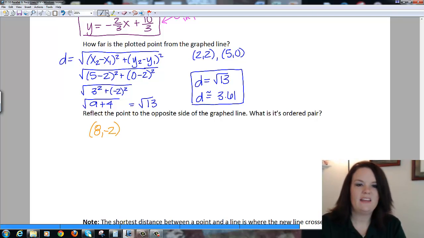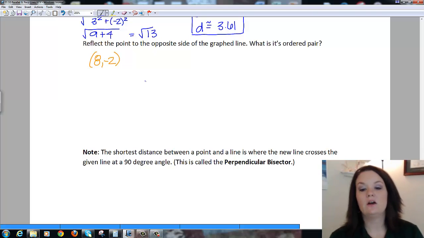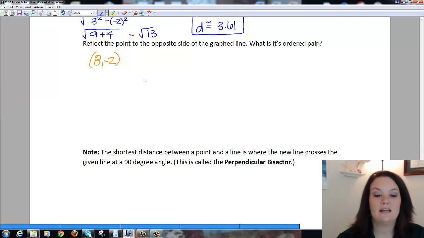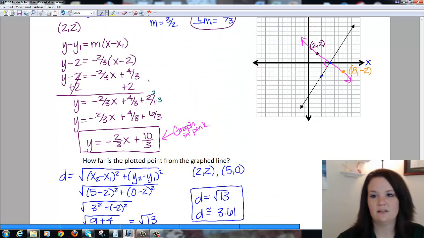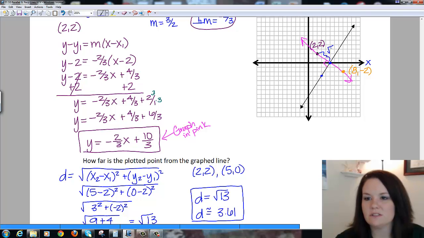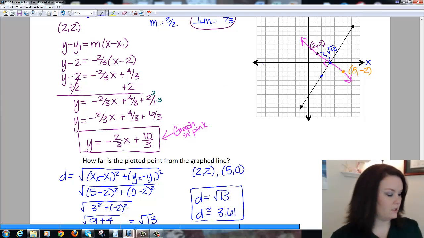Okay. And then I'm just going to put a note, or I think I already put the note down here. The shortest distance between a point and a line is where the new line crosses the given line at a 90-degree angle. This is called the perpendicular bisector. So sometimes I'll ask for the perpendicular bisector, which is basically just the distance between the given point and the line when it intersects. So the distance that we found, this distance right here, was the square root of 13. All right, so that is the end of E1.10, which is our parallel and perpendicular lines.